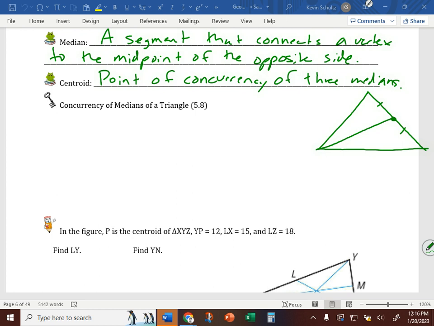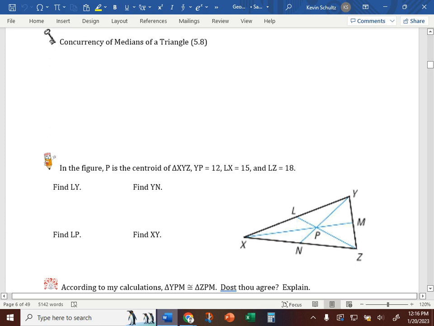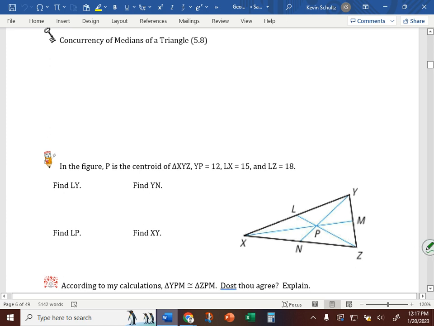All right, you ready? There you go. So theorem 5.8, concurrency of medians of a triangle. I want to make my triangle very much not equilateral. So you can definitely see all this stuff happening here. Okay. So if you want to make a triangle similar to mine, it looks kind of like the triangle I have down below, which might be helpful for when you go to work on that there.